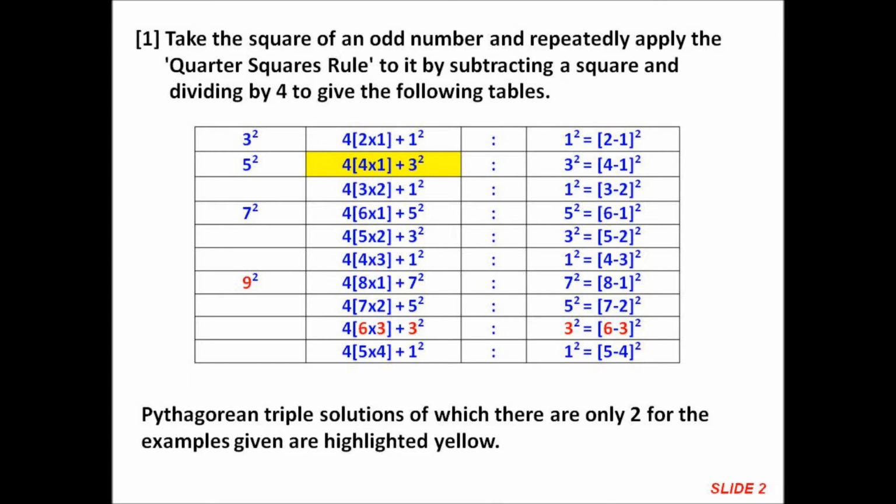Take the square of an odd number and repeatedly apply the quarter squares rule to it by subtracting a square and dividing by 4 to give the following tables. We see that the bracketed numbers combine by just the binary partition of an odd integer, the difference of which are the root of the corresponding square.